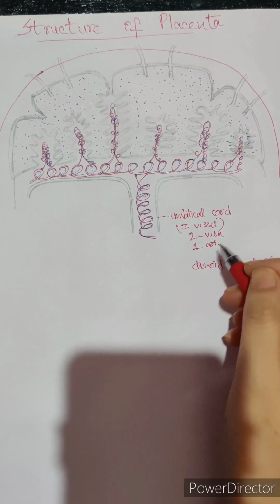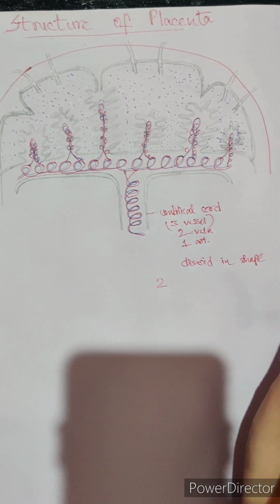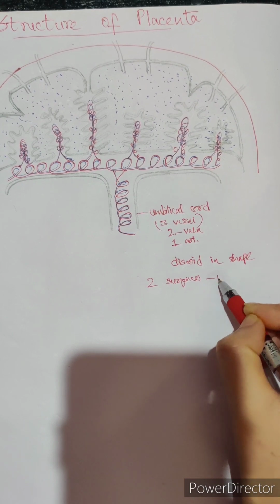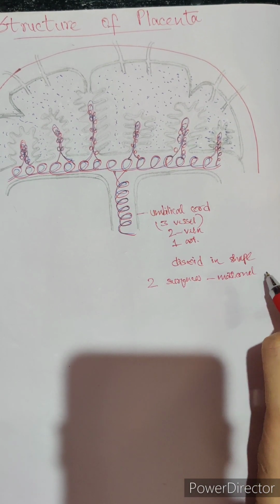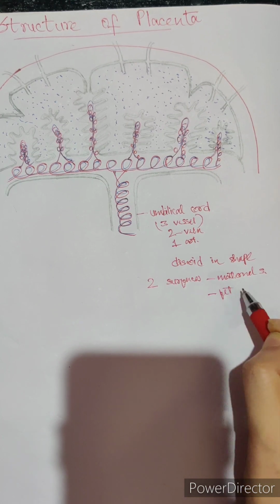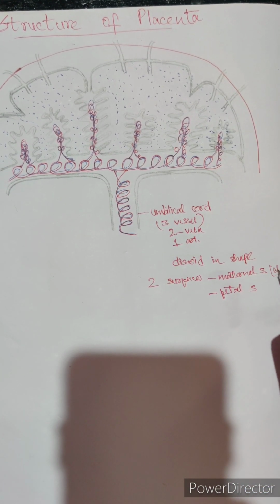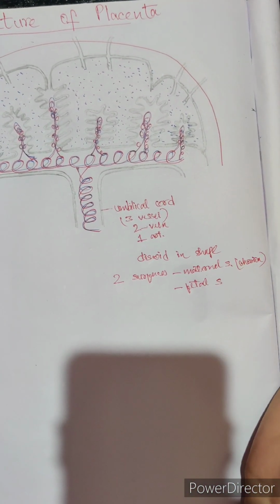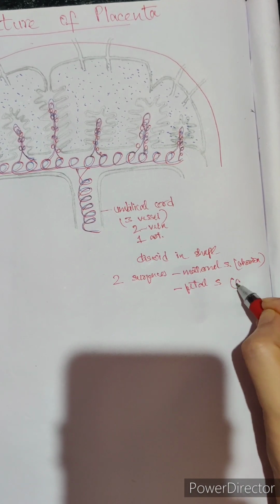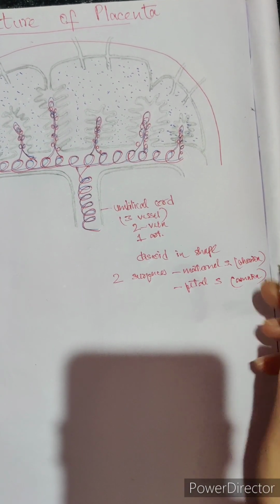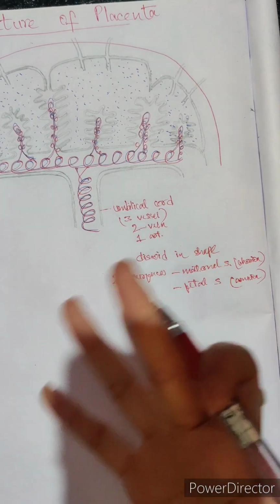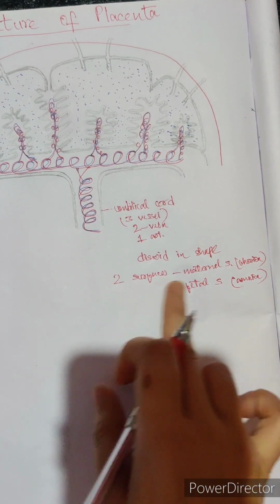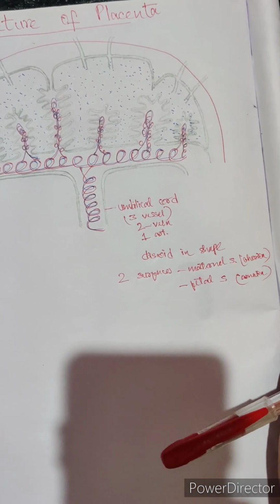Okay, so your placenta has 2 surfaces. First is the maternal surface, and the other one is the fetal surface. Your maternal surface is the chorion, maternal surface because it is facing the mother, and your fetal surface is the amnion. Why fetal surface? Because the surface which is facing the fetus is called the fetal surface. So it has 2 surfaces, fetal surface and maternal surface.